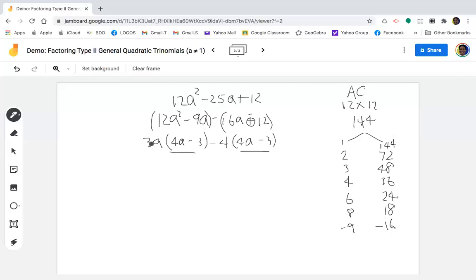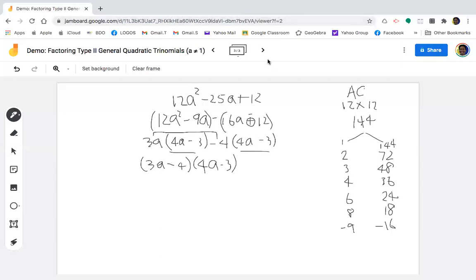So we put these two terms together, 3a minus 4. We're actually just factoring out the binomial, right? Which is 4a minus 3. So it's done. We factored this expression. All right, now let's go to the third example. It will now be a bit different because the sign here will be minus.